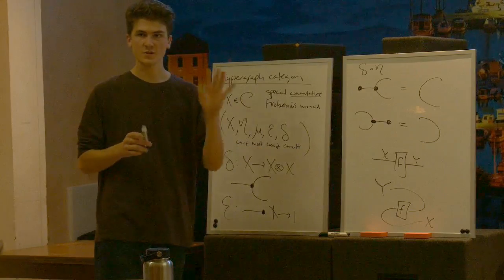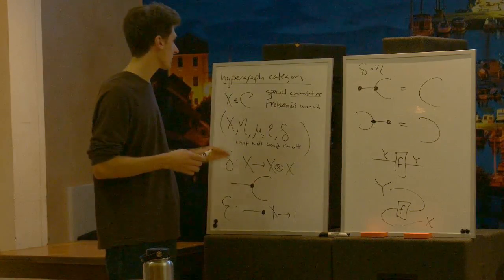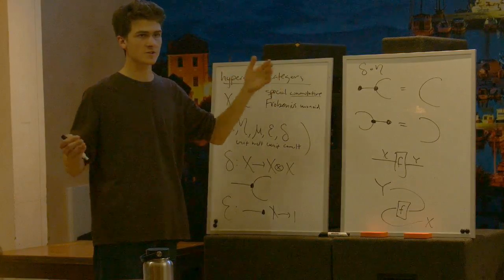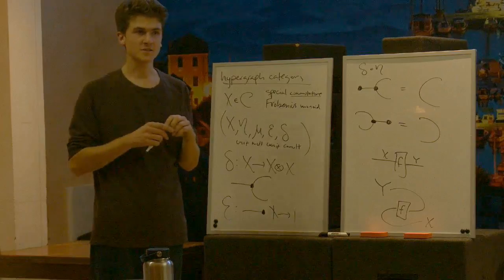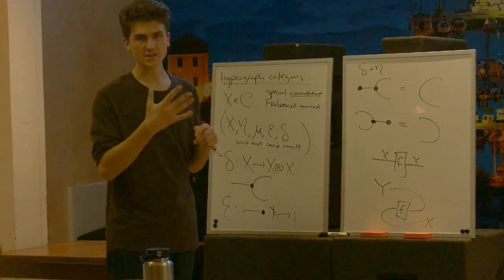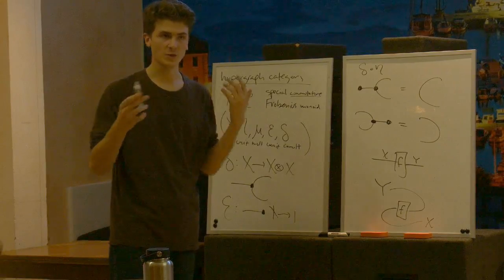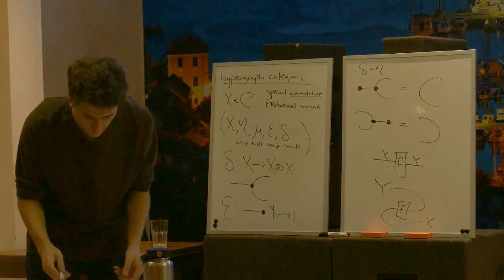And Mac Lane's original proof of coherence of symmetric monoidal categories just carries over, because basically hypergraph categories are just a bunch of tensors, or it's only adding this multi-input, multi-output thing, and everything works coordinate-wise. So everything works out.